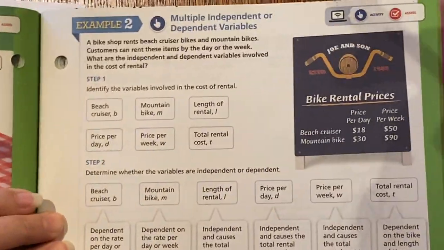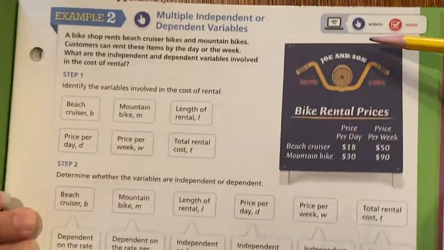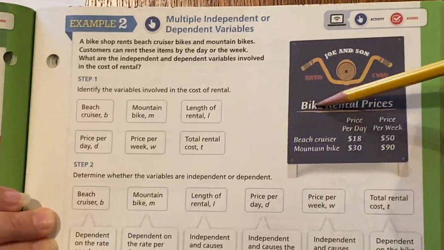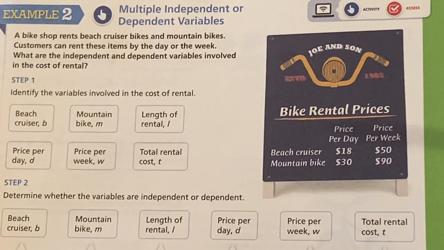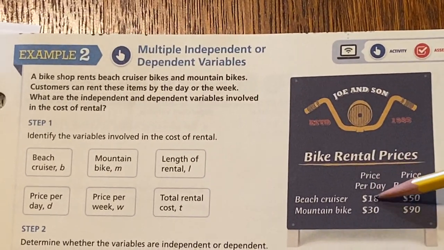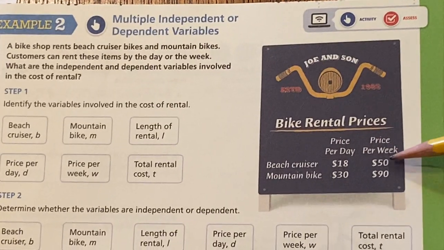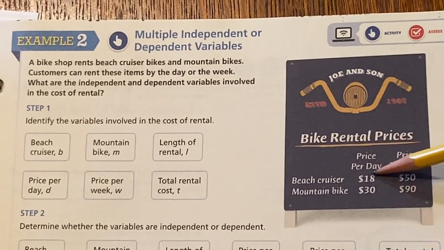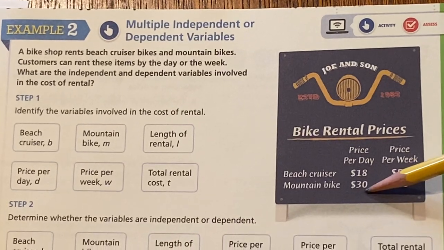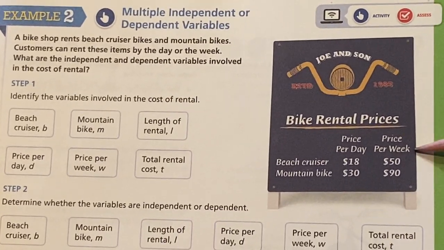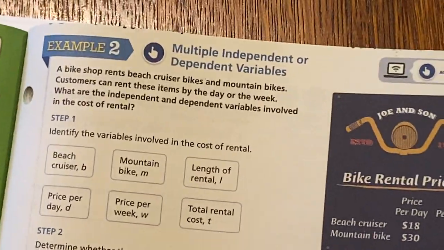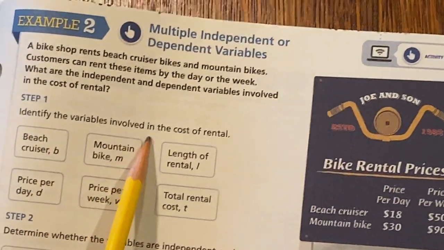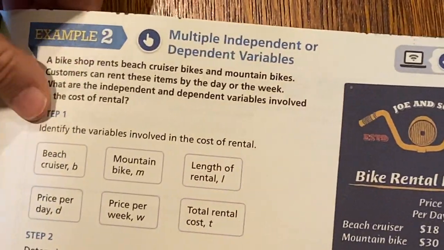Here's another example. In this case, we have a bike shop. Let's look at the graphic here. Joe and Sons, bike rental prices. We've got two different types of bikes, and we've got a price per day rate and a price per week rate. Notice that the beach cruisers are cheaper than the mountain bikes, and that's true of the weekly rate also. Now, step 1, identify the variables involved in the cost of a rental.